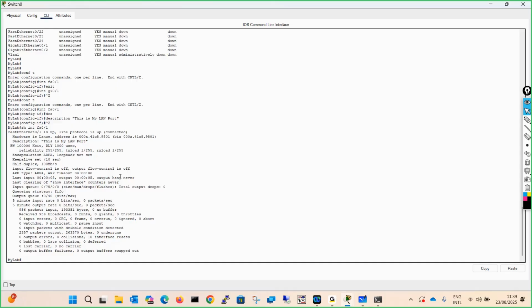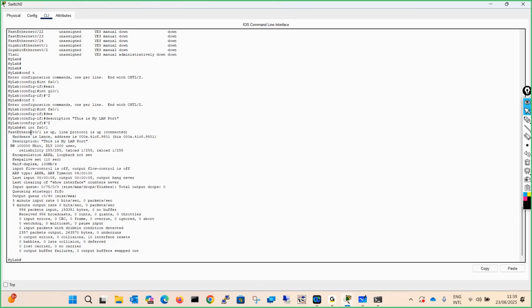You will see the complete details of this FastEthernet 0/1. You remember you have given the description. See, the description is there. Just recently we have configured it in the interface configuration mode. This description you can see.